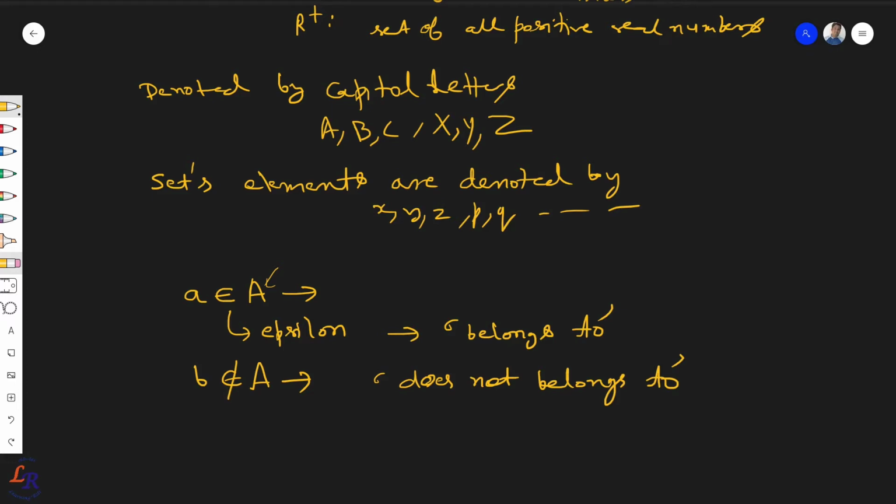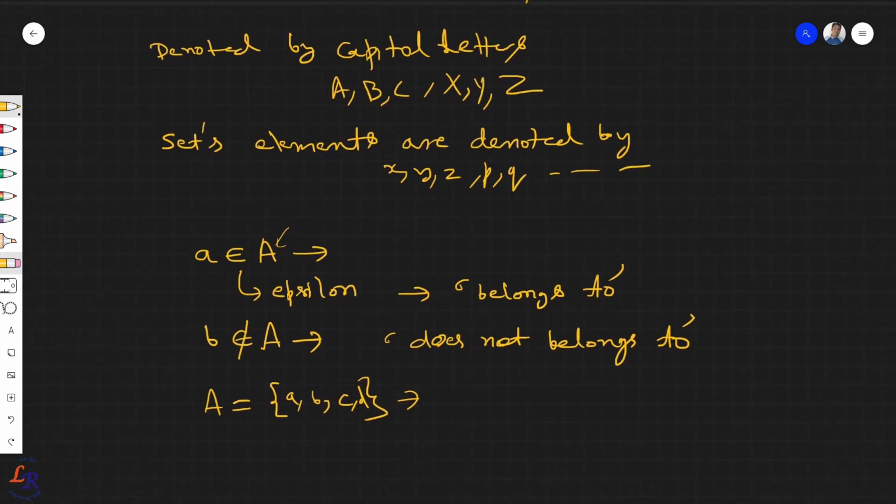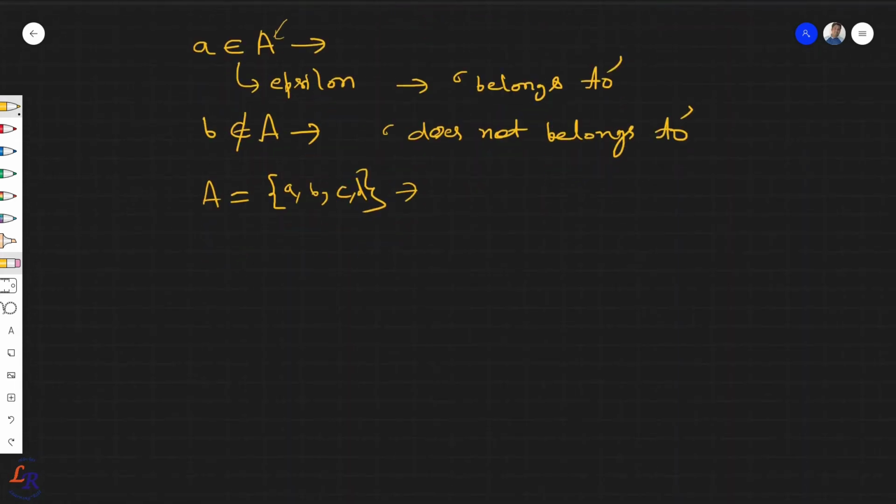And the elements, when we put them in a set, we put them in braces. The elements are separated by commas and put inside braces, so we can say A = {a, b, c, d} or something like that. So this is how we represent the set, with its elements collected together.